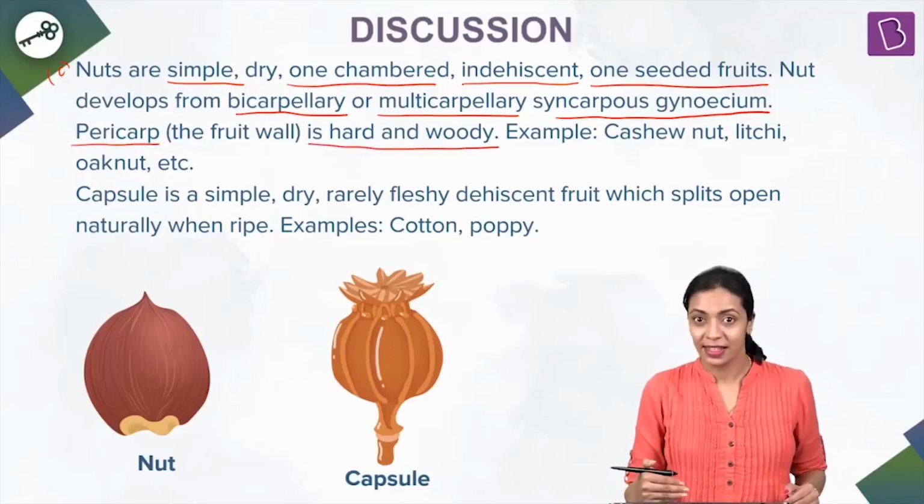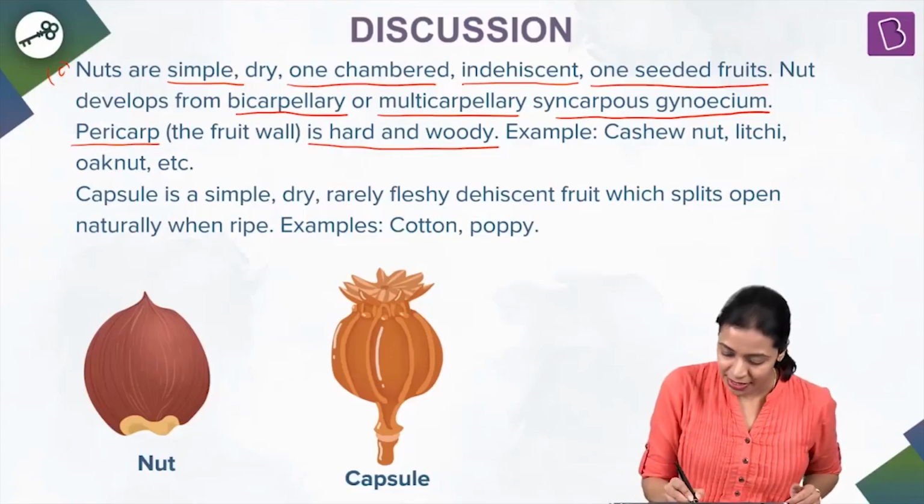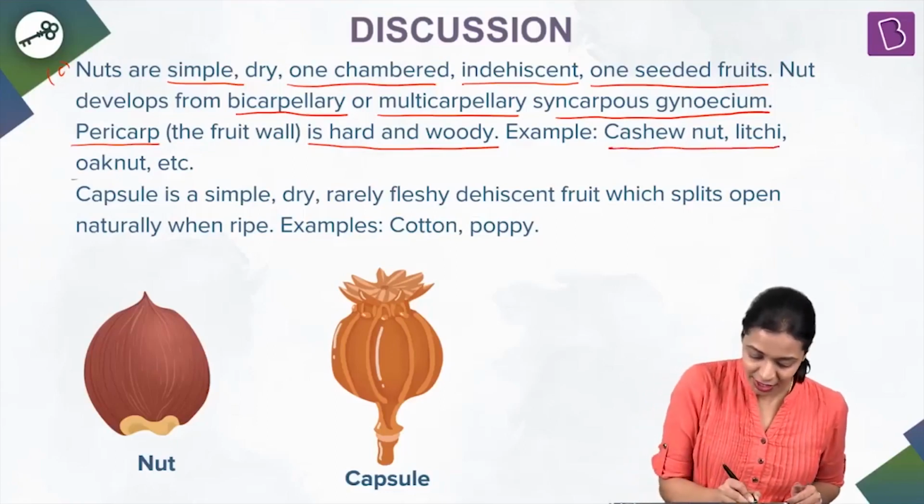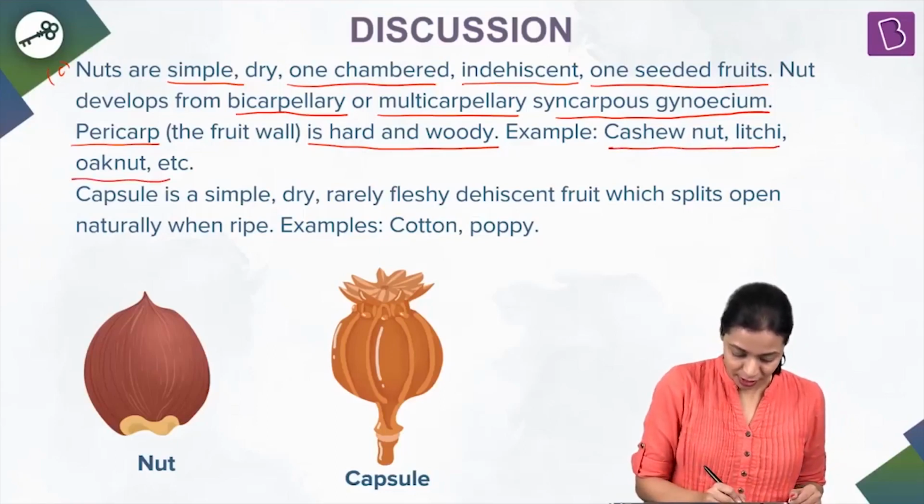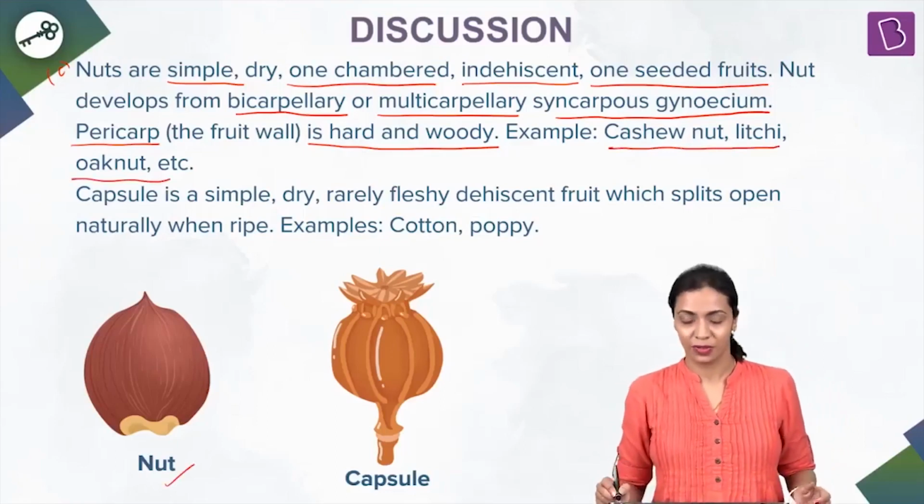So that is the reason it is classified under dry fruit. Examples for this are cashew nut, lychee and oak nut. Here's an image of a nut given in the slide. This is a picture of the hazelnut.